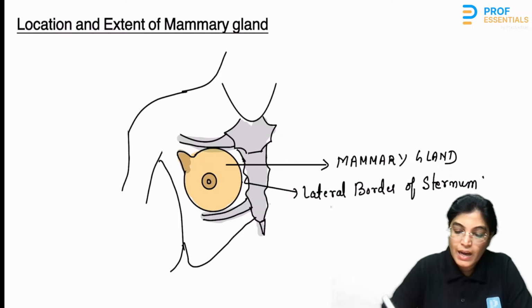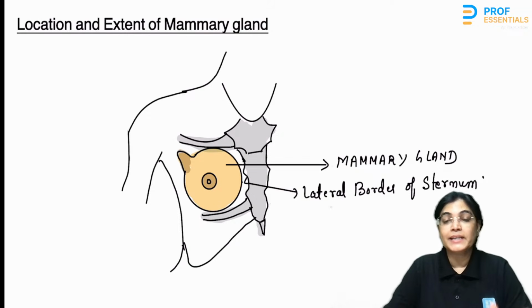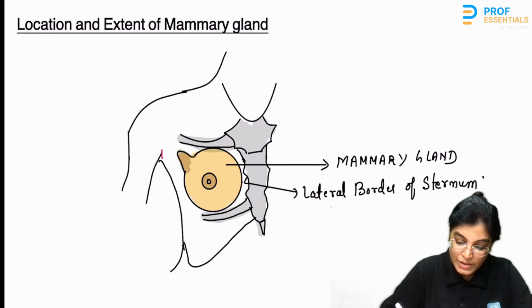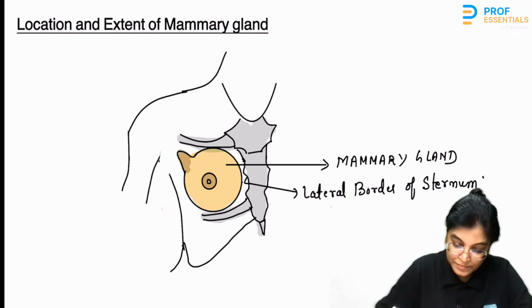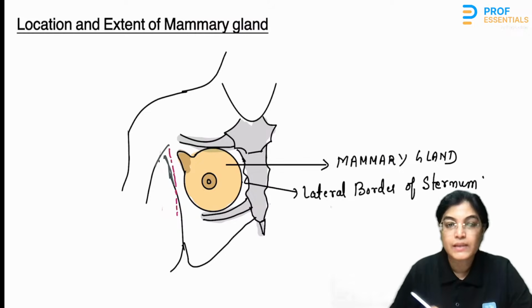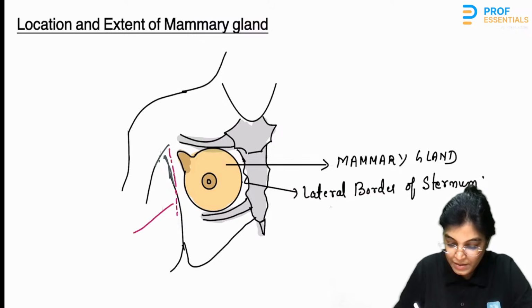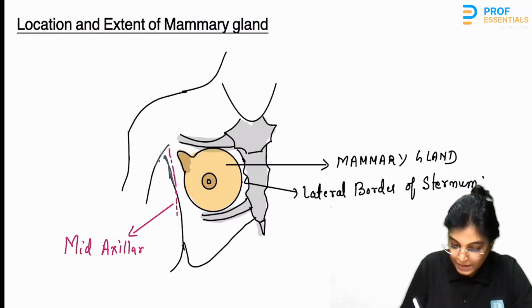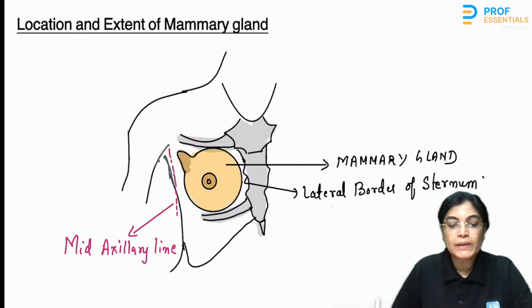So in the lateral aspect, I will use another color. So it is extending from the lateral border of the sternum to that of mid axillary line. So here with a red color, I am drawing the mid axillary line. So somewhat here. So let me just draw it nicely. Okay, this is the red line which I have drawn, and this line is the mid axillary line.